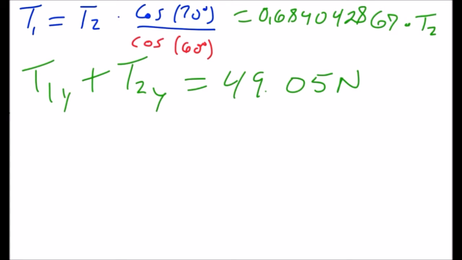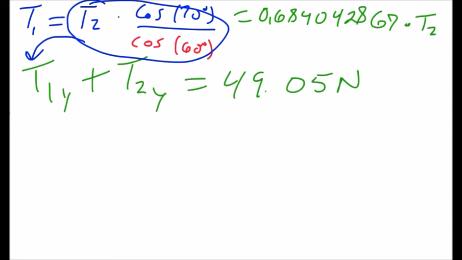How did you get T1y? T1 times sine of 60. Okay, it's times the sine of 60 degrees. So what I'm going to actually do here is make a substitution, all right? I know that T1 is equal to this stuff right here, correct? So I'm going to plug all that stuff in where I see T1 and then multiply by the sine.